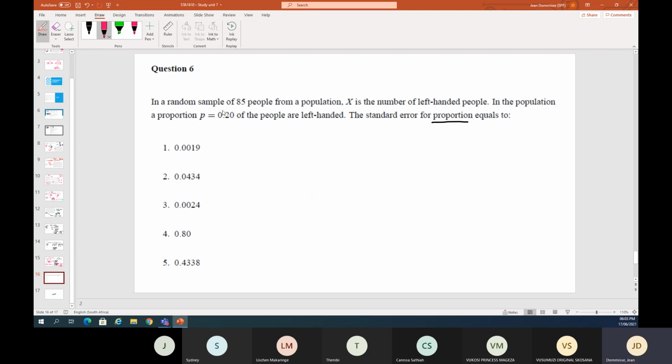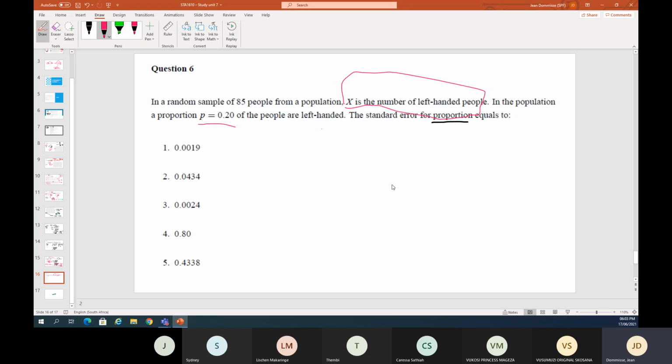In a random sample of 85 people from a population, X is the number of left-handed people. In the population, a proportion P equal to 0.2 of the people are left-handed. What is the standard error for proportion?